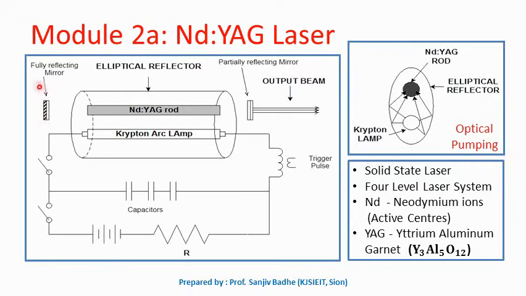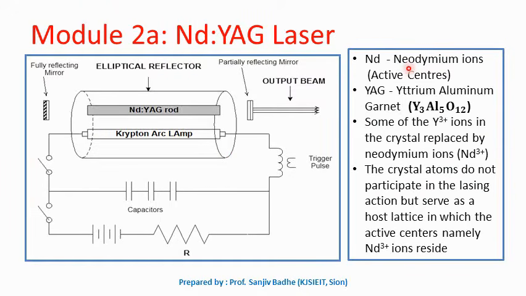Here a resonant cavity is formed with the help of two mirrors, one of which is a fully reflecting mirror and the other one is a partially reflecting mirror. The laser beam can be obtained from the partially reflecting mirror. So the laser beam comes out in this direction in this case. The capacitors, power supply, and trigger pulse are the things necessary for running this krypton lamp. So this is a simple construction of Nd:YAG laser.